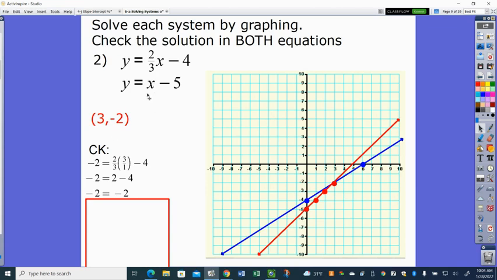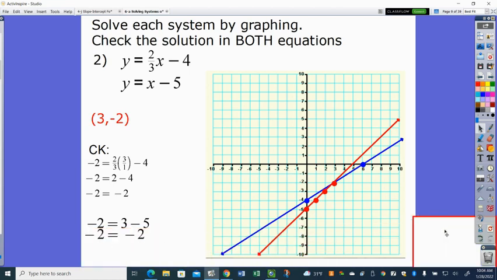So I'm going to put the 3 in for x, and the -2 in for y, and that's what you're going to see right here. And then I do the math. This one's easy. 3 minus 5, is it -2? It is. And since that point worked in both equations, I do have the intersection point. It is the solution to the system of equations. That's the math speak for what we're doing.